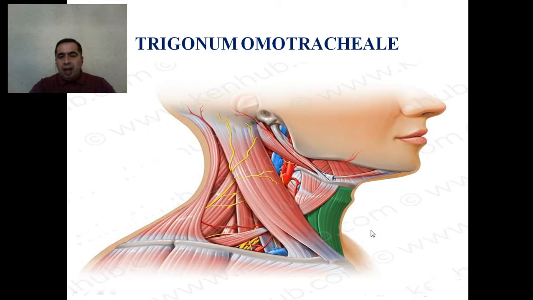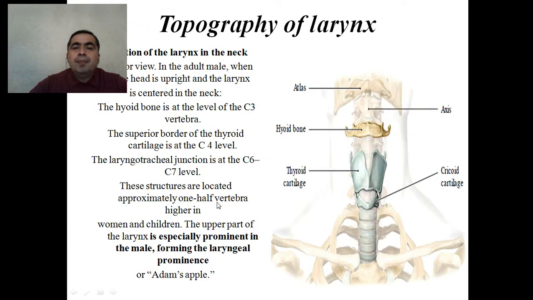Trigonum omotracheale is very important for performing several operations on the trachea, such as the tracheotomy, and it is bounded by the sternocleidomastoid muscle, the superior belly of the omohyoid muscle, and by the midline. Here you are looking at the omoclavicular and the omotrapezoid triangles.